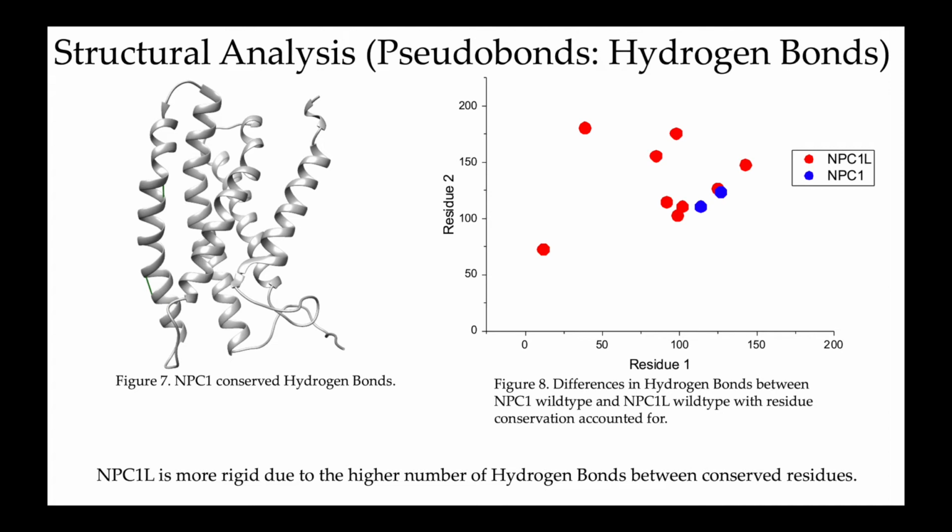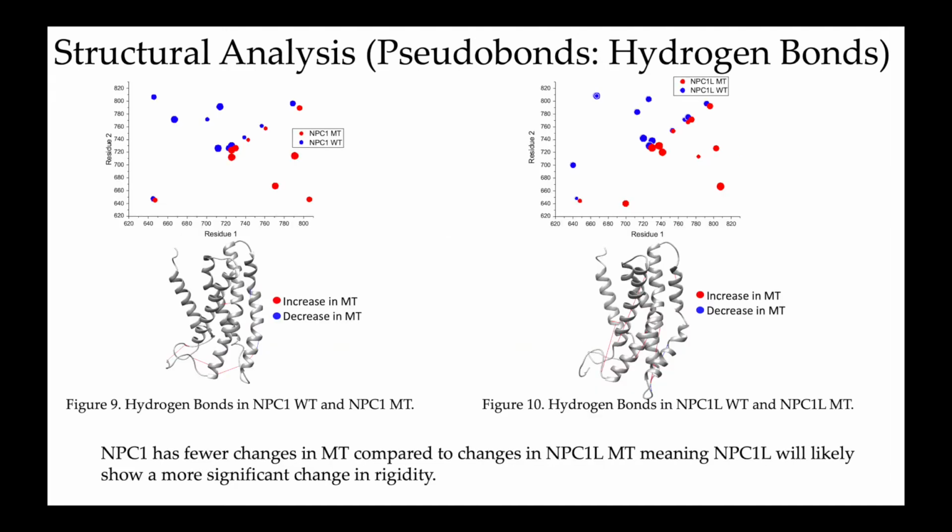You can see that NPC1-like has more hydrogen bonds between conserved residues than NPC1, and that's really interesting because we would expect, since there is more conservation in NPC1, for there to be more conserved hydrogen bonds in NPC1. But from this, we can conclude that NPC1-like is more rigid due to the higher number of hydrogen bonds between conserved residues. So, next, we are comparing the wild types and the mutant types of NPC1 and NPC1-like, respectively.